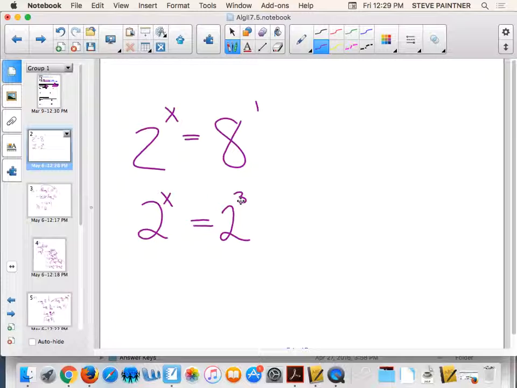Okay. Now this is such an easy problem that I didn't even have to do this, but I want to show you what you're doing. 2 to the x equals 8, or 2 to the x equals 2 to the third, which is 8. Now, when your bases are the same, to be equal, what about these two exponents? They have to be the same. So all you have to do is set them equal to each other and solve the equation. Oh, x equals 3. You guys knew the answer anyways.